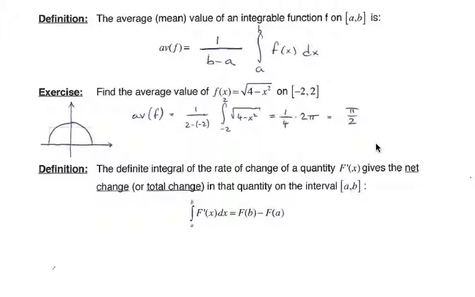Definition: the definite integral of the rate of change of a quantity, capital F prime of x, gives the net change or total change in that quantity in the interval [a, b]. So here we have this idea that if you take the derivative and the integral, it's kind of cancelling out, so we still keep capital F of the upper limit minus capital F of the lower limit. So we have an integral of a derivative, it cancels out.